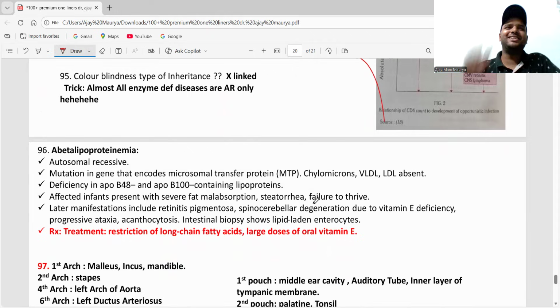Next one, abetalipoproteinemia. Oh my goodness, here there is a deficiency of APO B48 and APO B100, and there is complete absence of chylomicrons, VLDL, and LDL. That's why there is fat malabsorption, steatorrhea, and failure to thrive. For this one, you have to give restriction of long chain fatty acids and a large dose of oral vitamin E. Okay, done.